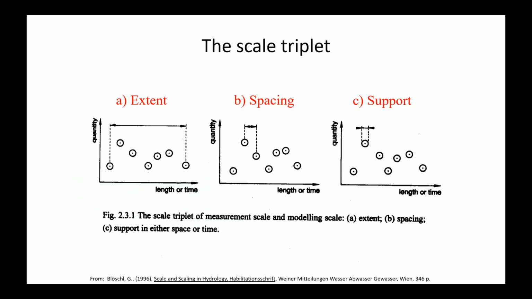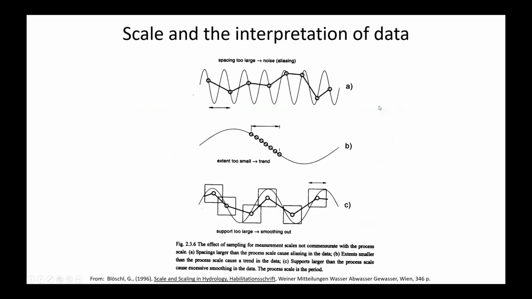Now, any data can be thought of as being described in terms of three things: the extent, the length of time or space that it covers, the spacing, the distance in between the values, and the support or the averaging value. And if you think of data and how it's interpreted, extent, spacing, and support, which are referred to as the scale triplet, make a difference in terms of how it's interpreted.